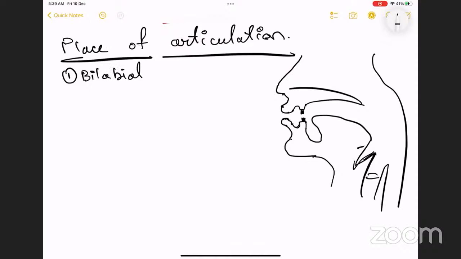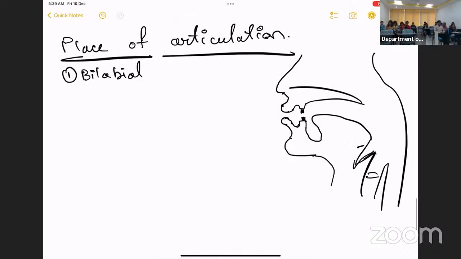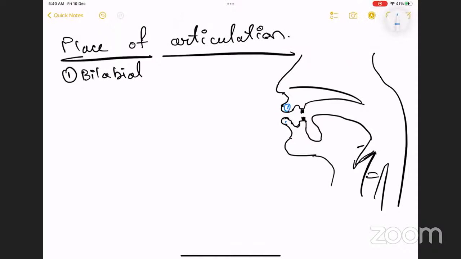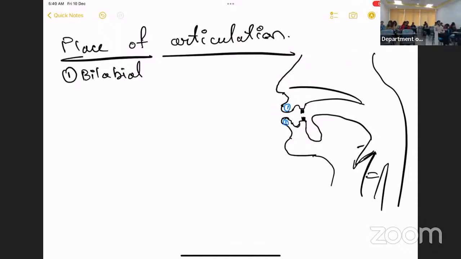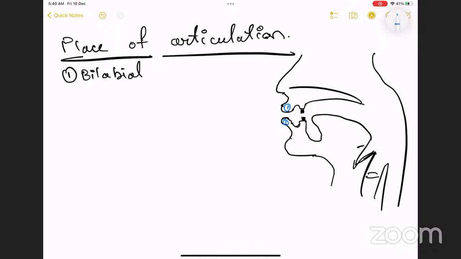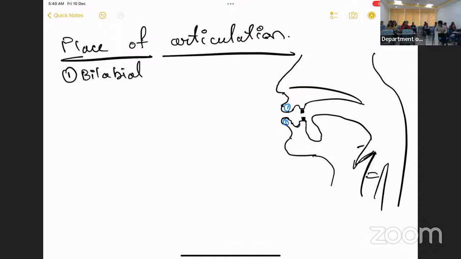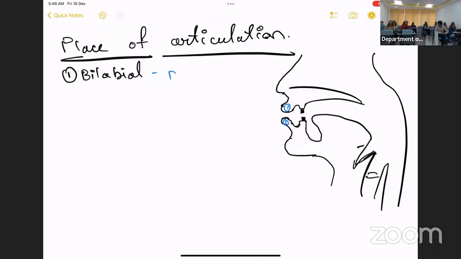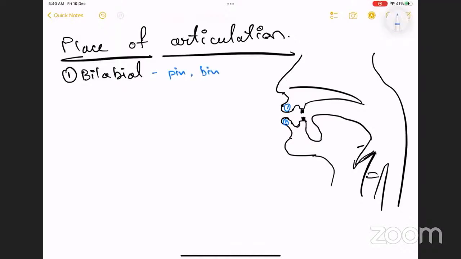In the first one, you have the bilabial. Labia means lips. So you have the bilabial articulation taking place. Can you tell me which sound is produced using both the lips? Very good. Pa, ma, ba. All of these will be bilabial, for example when we are saying pin, bin, etc. That is pa, ba, where you press both of your lips.